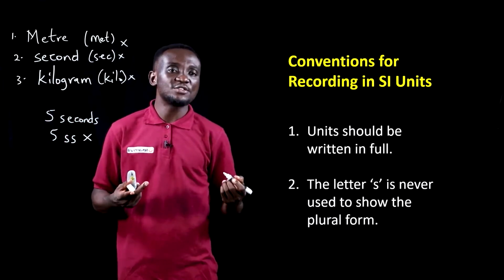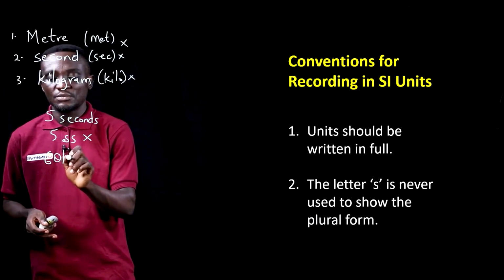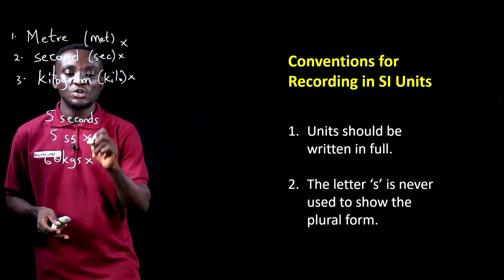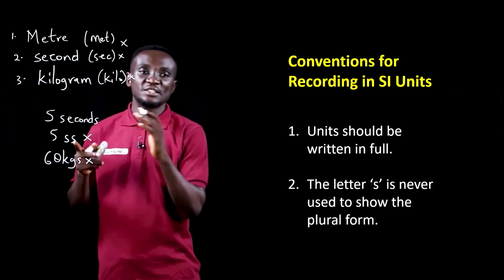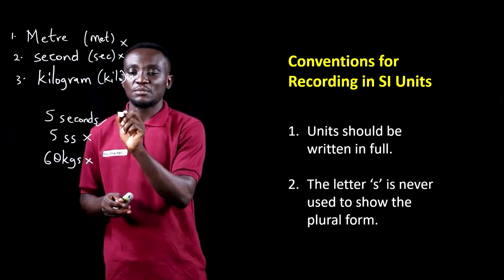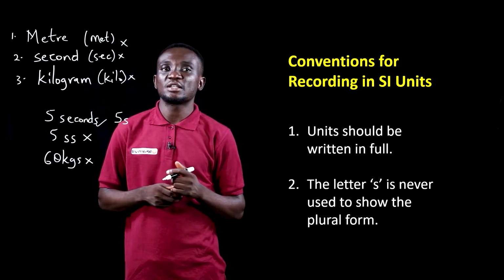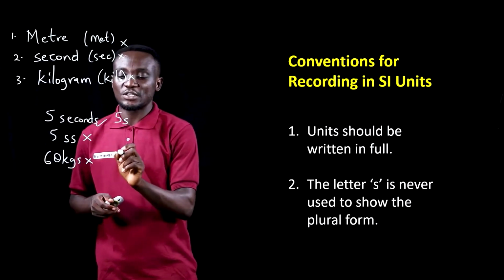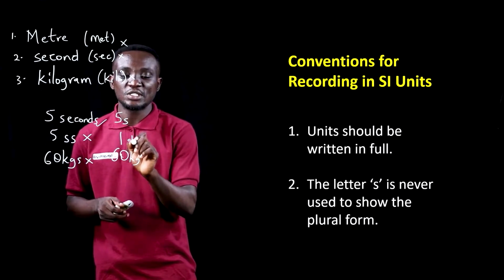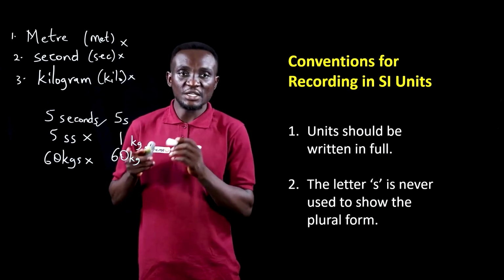Or if you find the weight of a person to be, say, about 60 kilogram, we don't write that as 60 kgs. This is also wrong. So the correct form is 5 seconds when you write it in full, but in the abbreviated form, it still ends as 5 s. If you want to write 60 kilograms, it's 60 kg, whether 1 or 60, the unit is still kilogram, as we have it in the unit form.